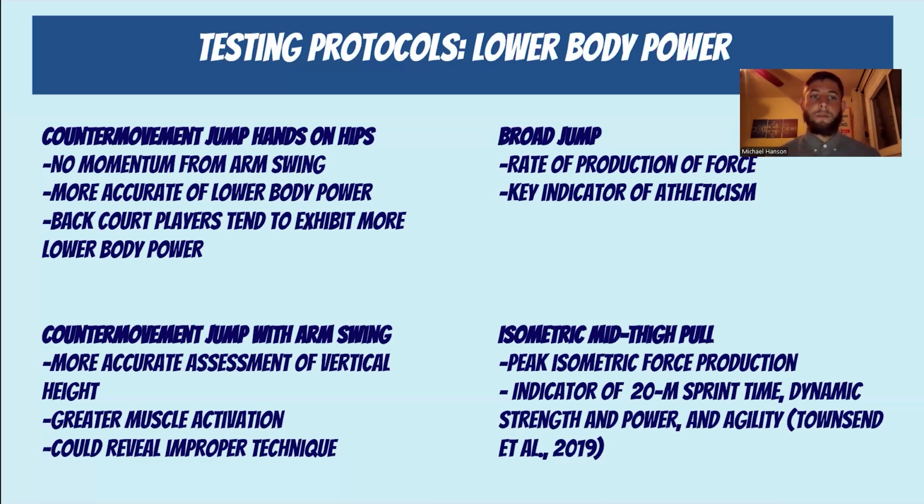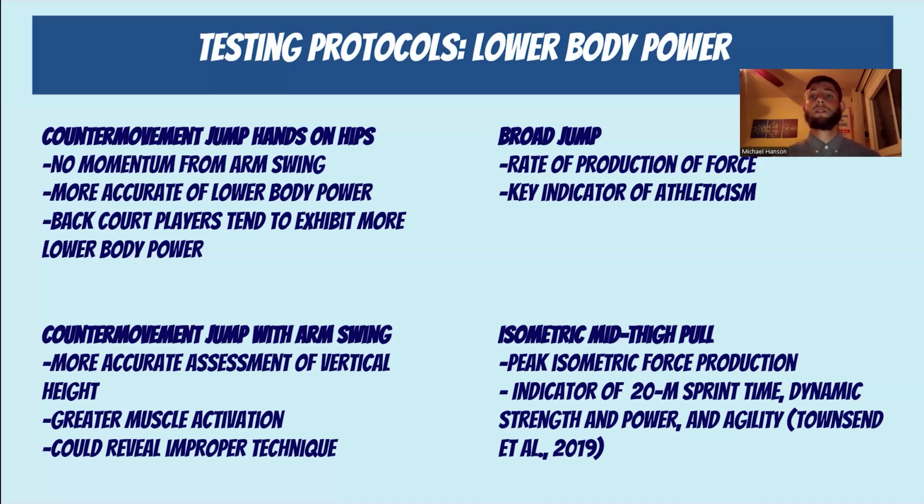So first we're going to start with a counter movement. We're going to do 2 counter movement jumps, a broad jump and an isometric mid-thigh pull. Our first jump is going to be hands on hips, so we're not getting any momentum from the arm swings here. This is going to be a more accurate measure of our lower body strength, as we're not getting that extra muscle contraction. We're utilizing the stretch shortening cycle a little less. It's also important to get a good reading because backcourt players, our guards and point guards, tend to exhibit more lower body power. So it's important to get a good reading of what they're going to do.